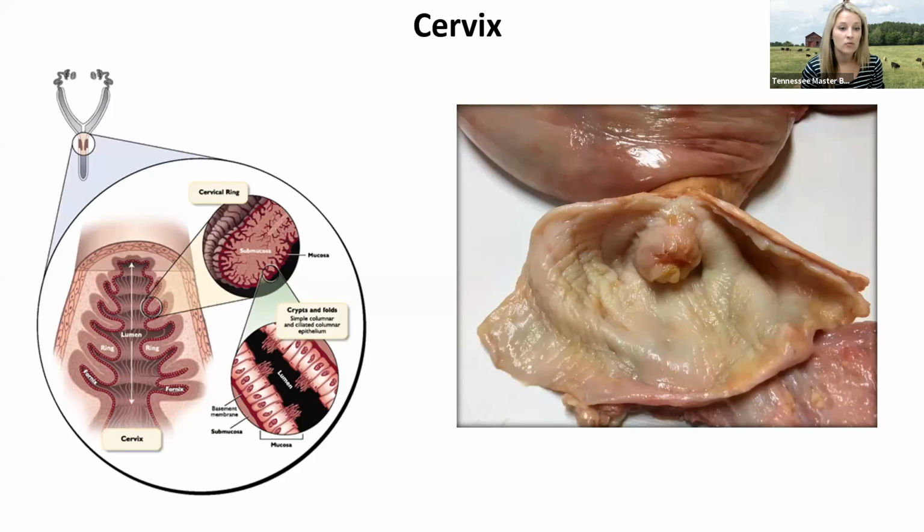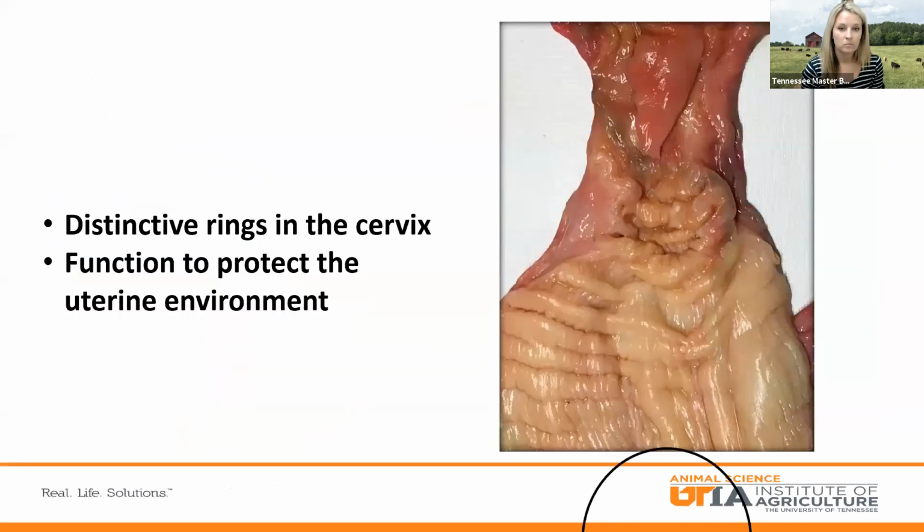There are typically 3 rings in a cow's cervix, which I've shown here where you can visualize them better on this cadaver tract that I actually cut open. But traditionally there's 3 rings, very distinctive, and they really just function to help as another line of defense, like we said, to protect that uterine environment where that calf is going to be housed.